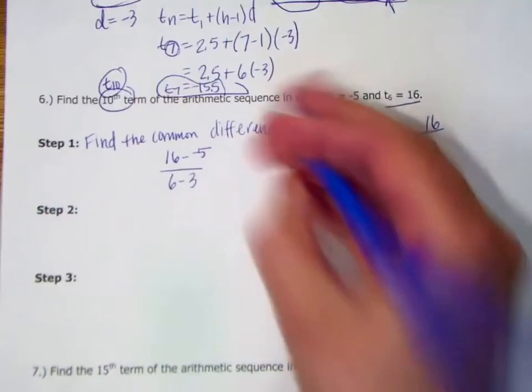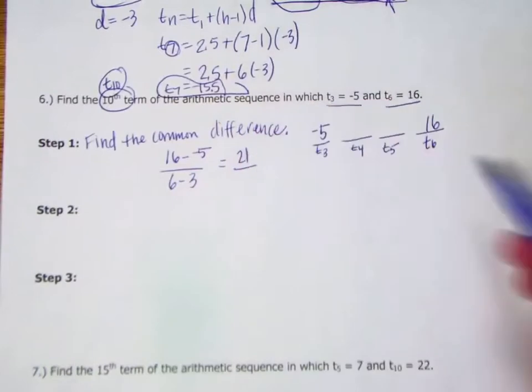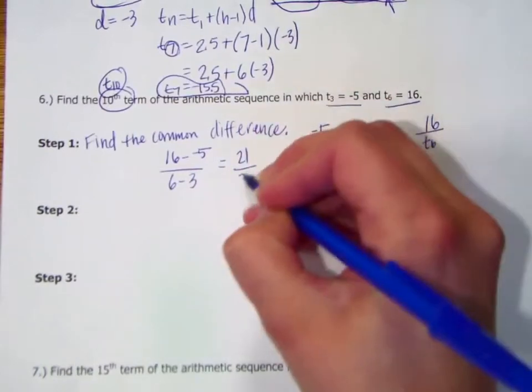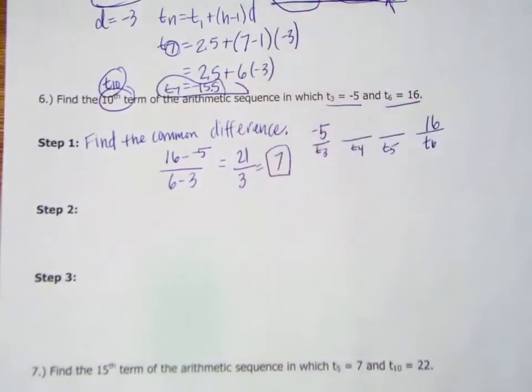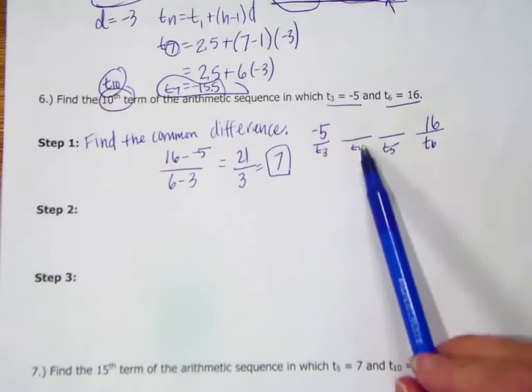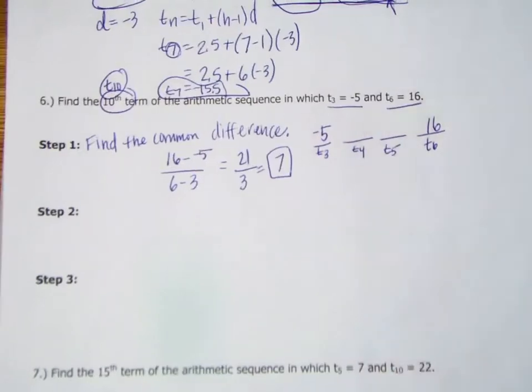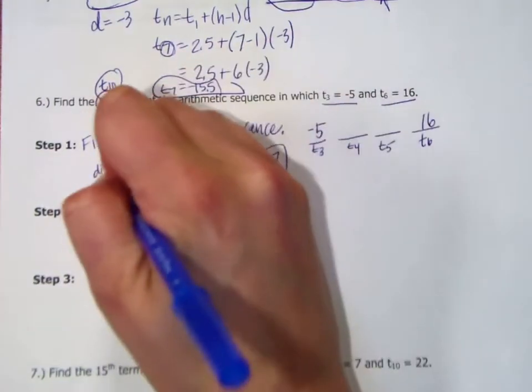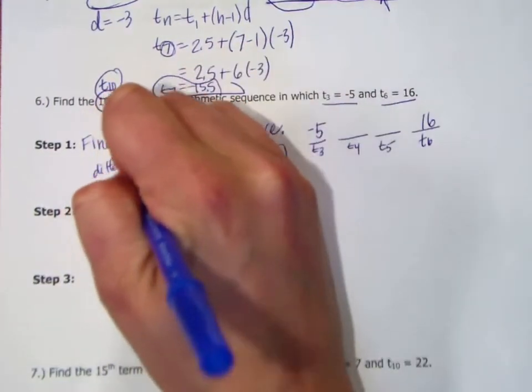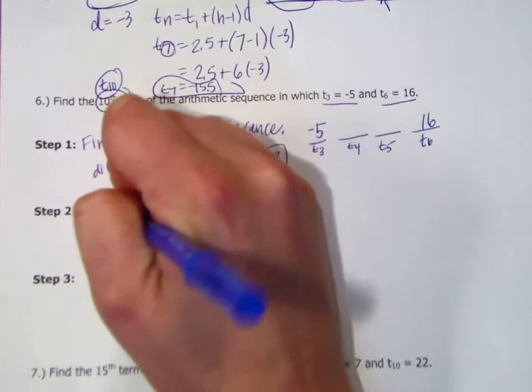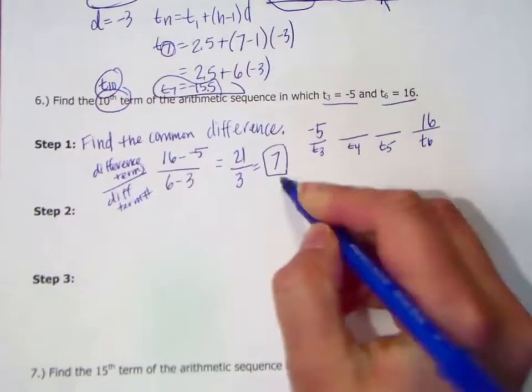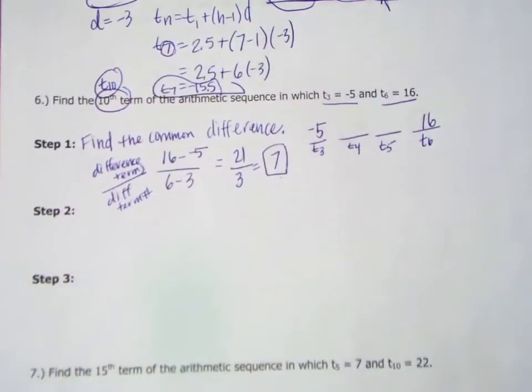So between 6 and -5, we have 21, and then from 6 to 3 is 3 terms, so we have a common difference of 7. Because what might happen is, in this example, you only had 2 in between that were missing, but what if you have the 3rd term and the 70th term? You're not going to want to write all that out. So if we find the difference in the terms over the difference in the term number, that will give us the common difference.